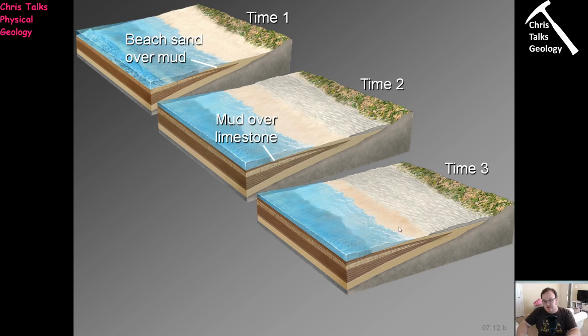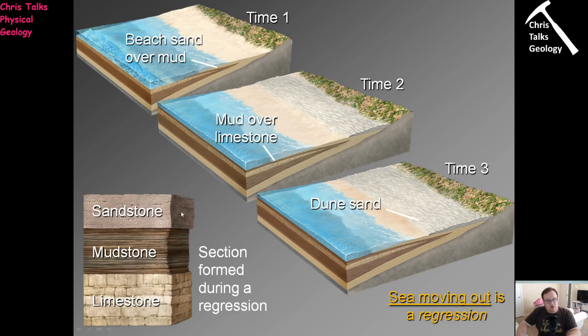And then eventually this is going to continue. So we're going to get carbonate, limestone, covered over by mud, covered over by sand. And so we're going to get the reverse of the transgressive sequence. In this case, we're going to have limestone overlain by mudstone, overlain by sandstone. And this is a regressive sequence because the sea is moving back into the ocean basin.